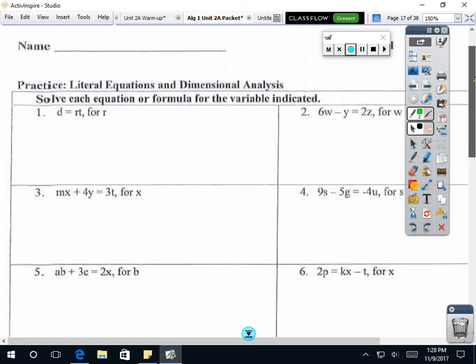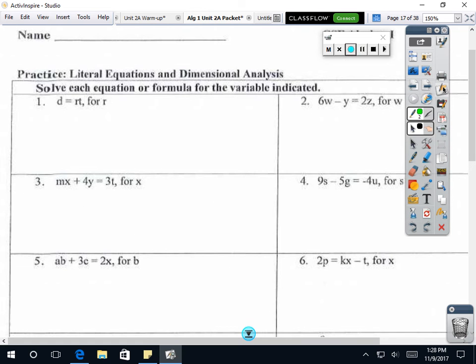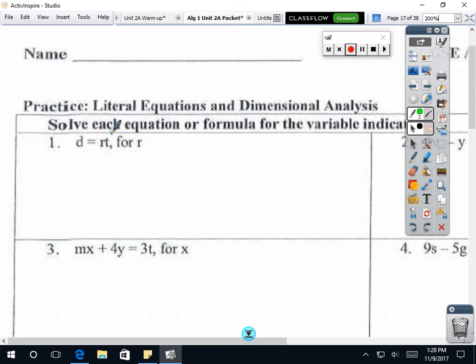Okay, today we're going to continue practicing solving literal equations for the first half, and then the second half we're going to move on to the new lesson. So number 1, D equals RT, and they want you to solve this for R. How do you get this R by itself?